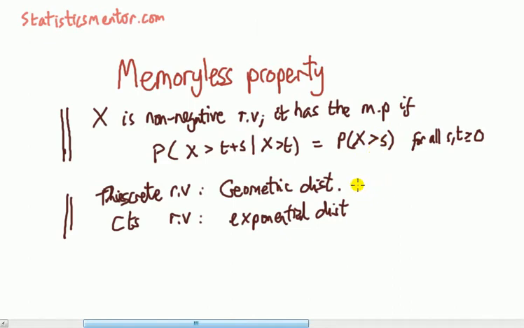And then we can see that these two distributions are very similar, aren't they? This one has to do with the number of trials until the first success. This one has to do with the waiting time until the first success.